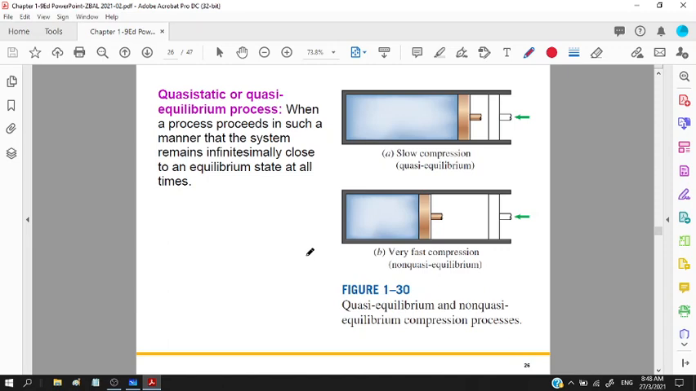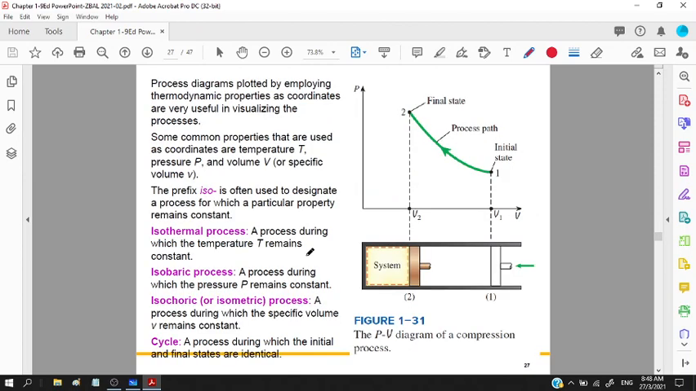But usually, it's not what is happening in our practical world of engineering. For example, if we have pistons in a device, in a car engine, usually this will involve a very high speed of movement of the piston inside the cylinder. So for the ease of analyzing, this is what we assume.